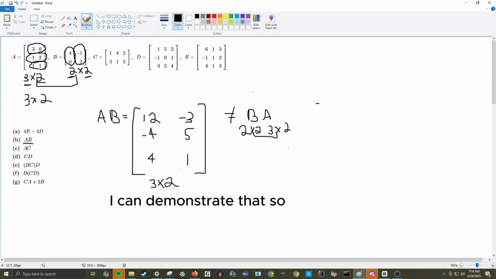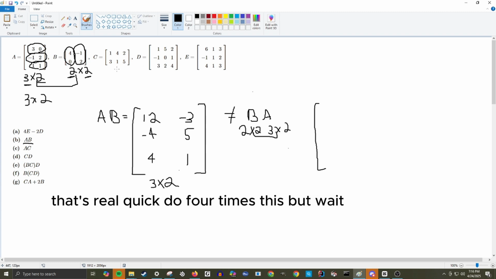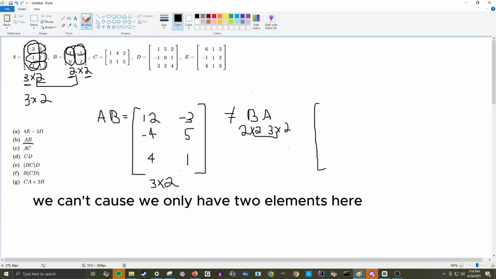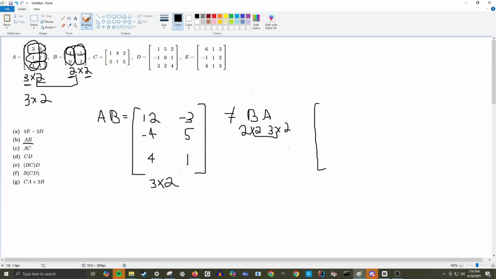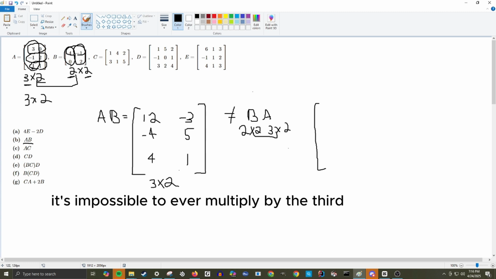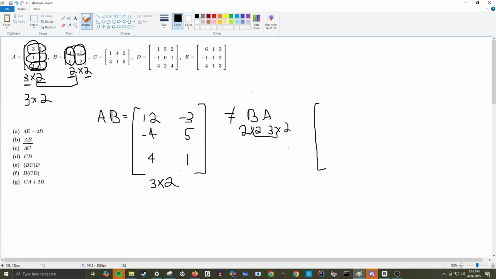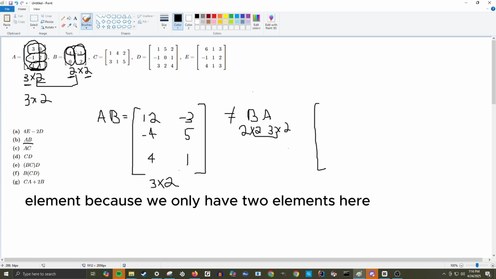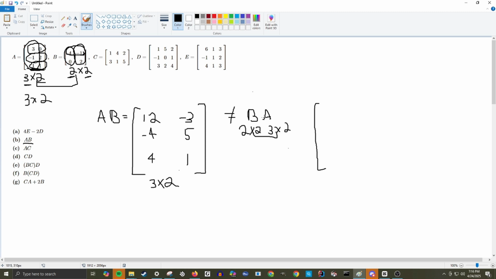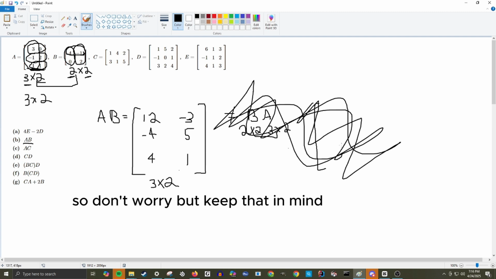I can demonstrate that. So let's real quick do 4 times this. But wait, we can't, because we only have 2 elements here, but there's 3. It's impossible to ever multiply by the third element, because we only have 2 elements here, making it undefined. This is garbage, so don't worry, but keep that in mind.